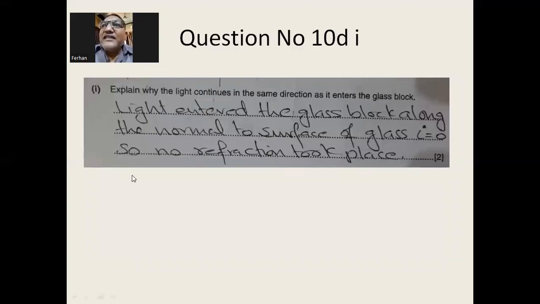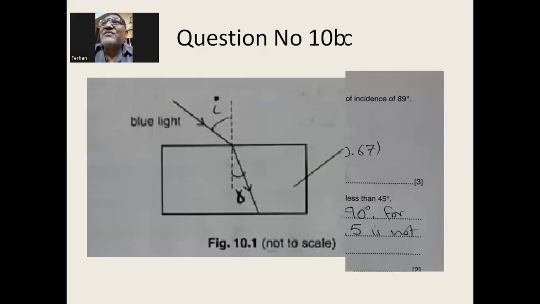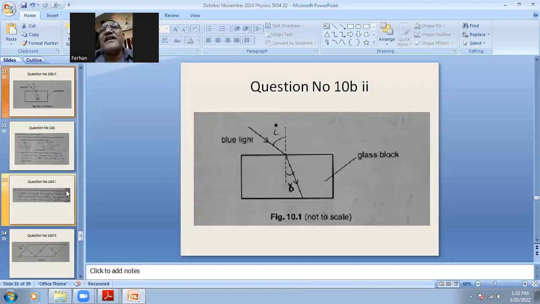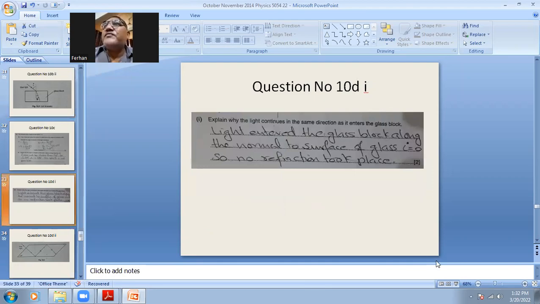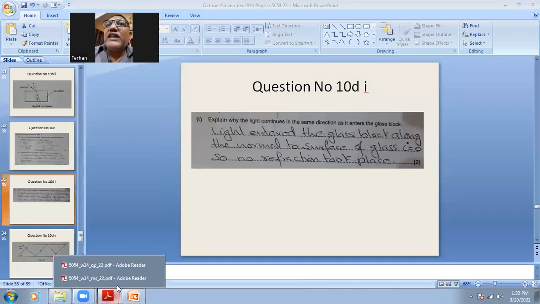So light enters the glass block along the normal to the surface of the glass. When the light will be moving along the normal, the angle of incidence will be 0. And what does this mean? Let me make it more clear. This is the normal. If the light will enter here along this normal, then the angle of incidence will be 0. I thought that I had said something wrong. Okay, so we are done with this part. Let's move to the next part.